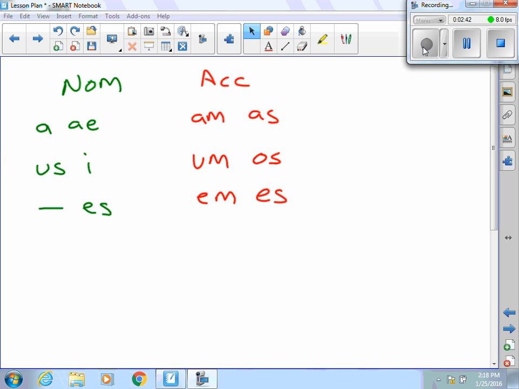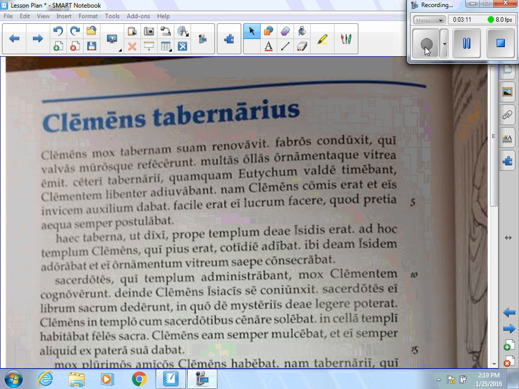So one of the very basic things that I have to be able to do is determine whether something is my subject or nominative, and whether something is my direct object or accusative. I have to know these endings. A and i, us and e, and blank and es could be nominative. And os, as, um, em and es could be accusative. That helps me determine whether something is my direct object or my subject.